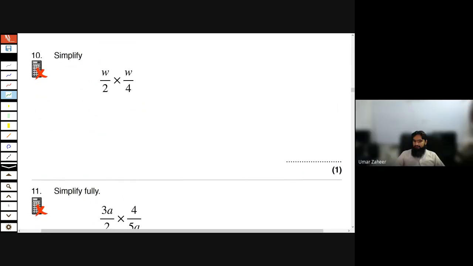Now there is a multiplication sign. So you have to multiply the numerator with numerator and denominator with denominator. Bases are same. You have to add the powers. W multiplied by W, that will be 1 plus 1. 2 times 4 is 8. So the final answer is W square over 8. Clear? We have learned the indices rule. If you have the same bases and they are multiplying, we have to add the powers.